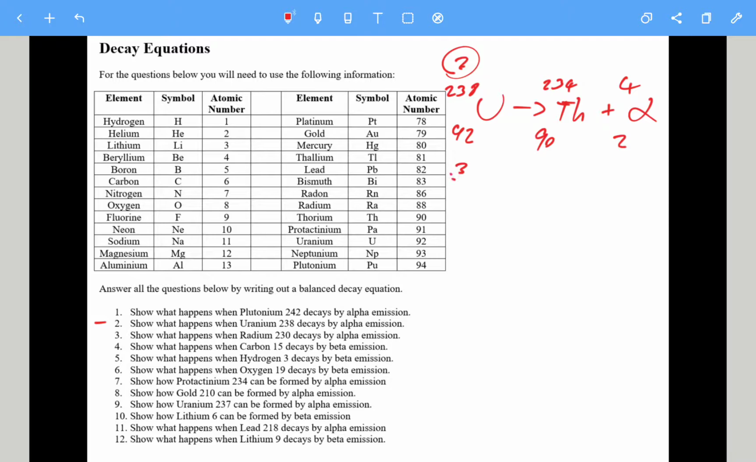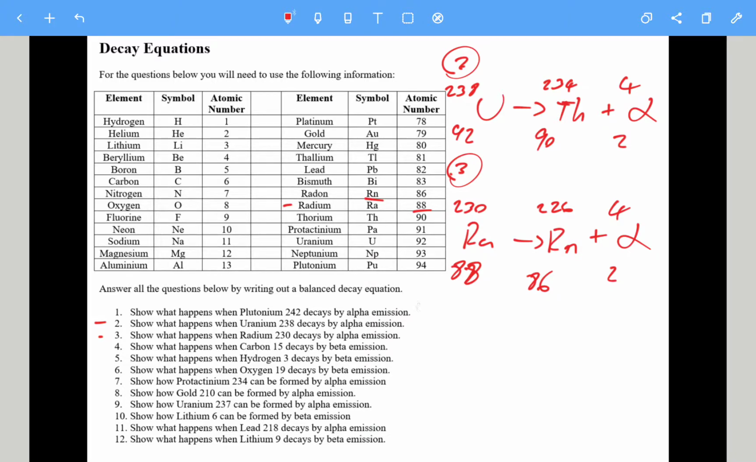Let's do number 3. Show what happens when radium-230 decays by alpha emission. So radium is this one, Ra-230, and the proton number is 88. It's going to decay by alpha emission, so alpha 4 and 2. Then we just need to make them add up. That would be 226 and 86. So what's got 86 protons? That would be radon, Rn.